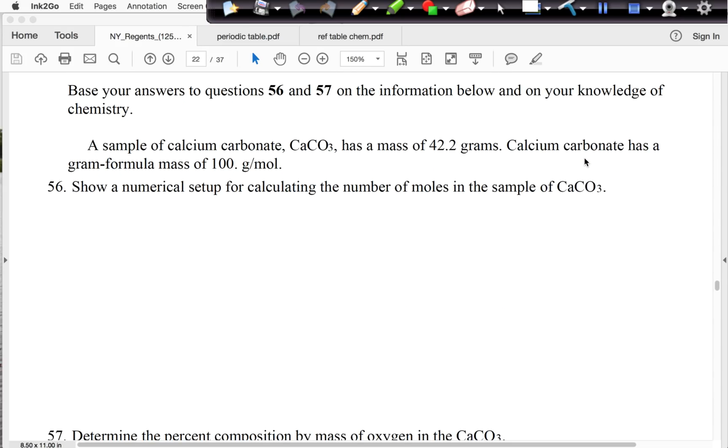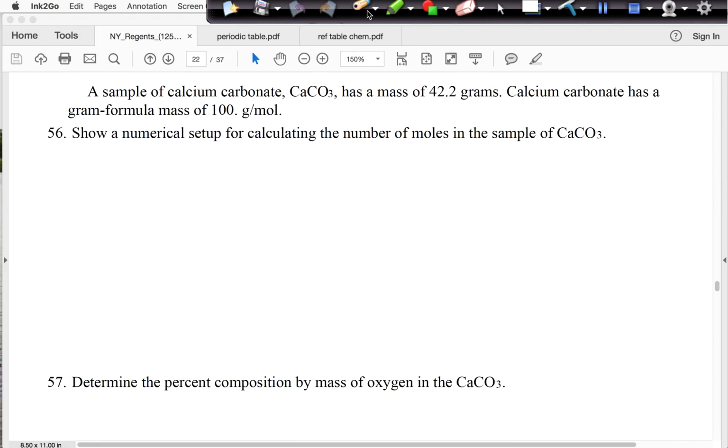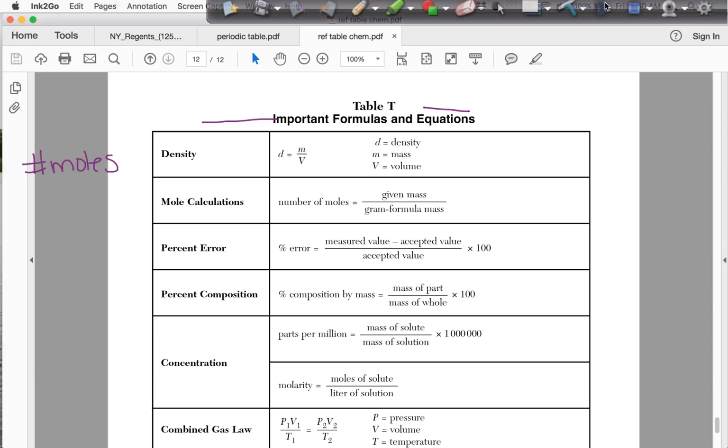56 and 57 are both based on this information, so you want to make sure that you reread the information for number 56 and number 57. It says a sample of calcium carbonate has a mass of 42.2 grams. Calcium carbonate has a gram formula mass of 100 grams per mole. Show a correct numerical setup in the sample of CaCO3, or calcium carbonate.